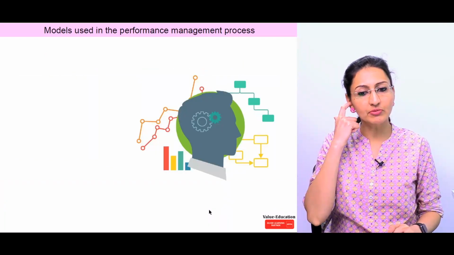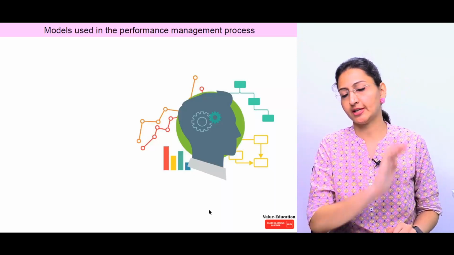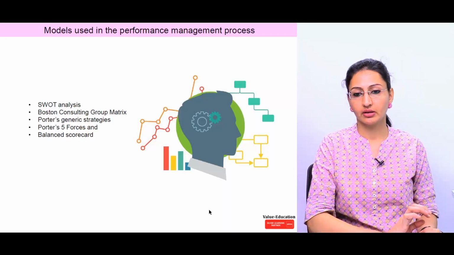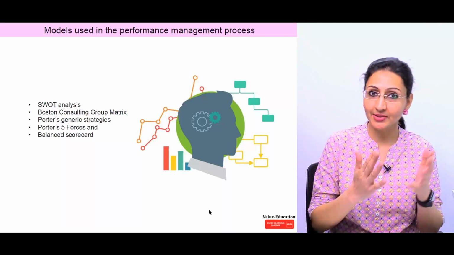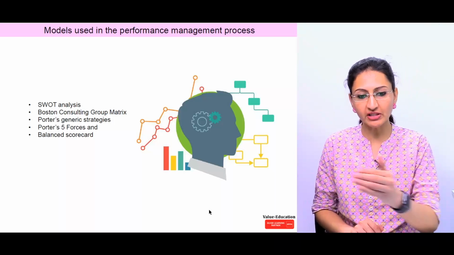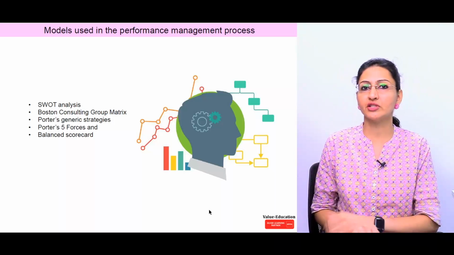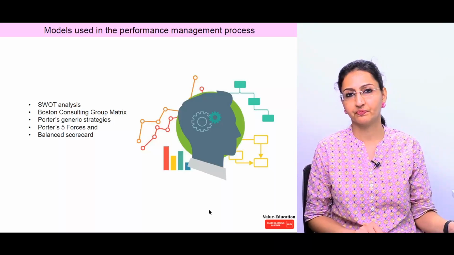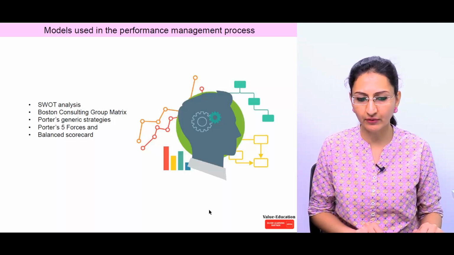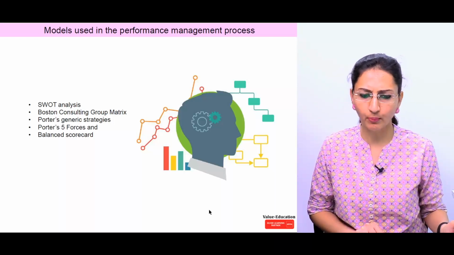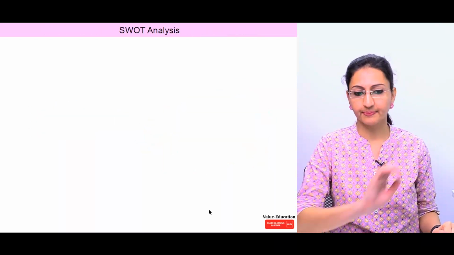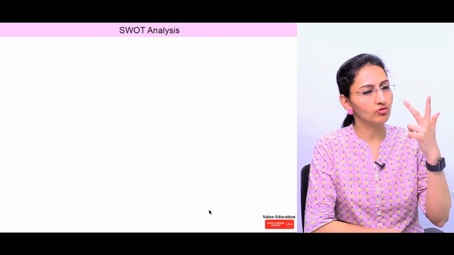Now let's just see models which are used in the performance management process. There are 4 or 5 models which are used for managing performance. They are SWOT analysis, then Boston Consulting Group, which is BCG matrix, then Porter's generic strategies are there, Porter's 5 forces are there, and balanced scorecard are there. In this chapter, we will take care of only the first 3, not rest. So like we'll see SWOT analysis, then BCG matrix, Porter's generic strategies also, right? So now let's first see SWOT analysis. What is SWOT? Strength, weakness, opportunity, threat.